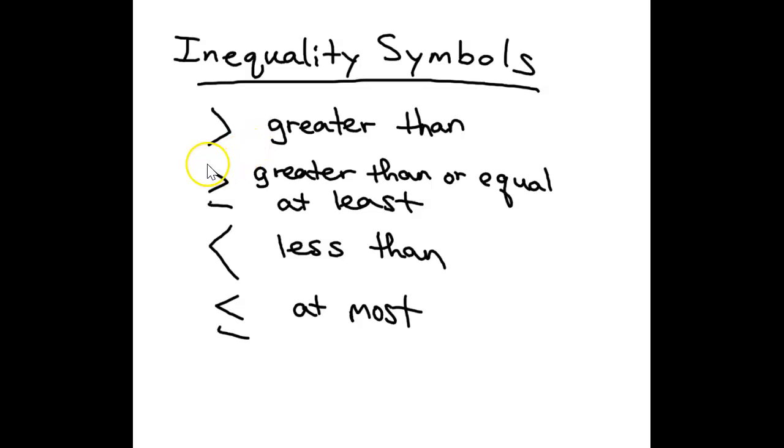Now this next one is greater than or equal to, or you could say at least. So if you say at least, like you must be at least 65 years old to get the vaccine, then you must be bigger than or equal to 65 years old to get the vaccine. Okay, less than, something is less than, and then at most is less than or equal. So you could write at most, or you can write less than or equal to.